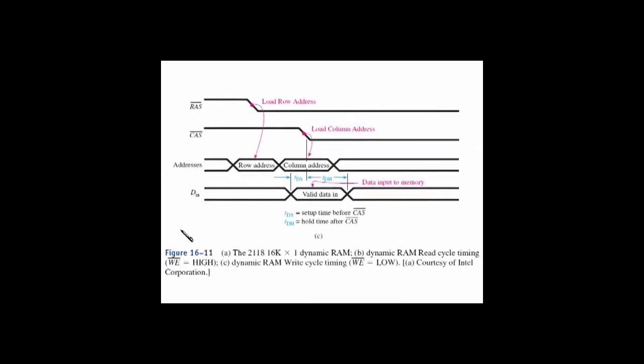So similar timing takes place when you want data in. Data in means that we're writing to this device. So you set up the row address ahead of time, and then you drop the RAS low, and then you set up the column address and you drop the CAS low.